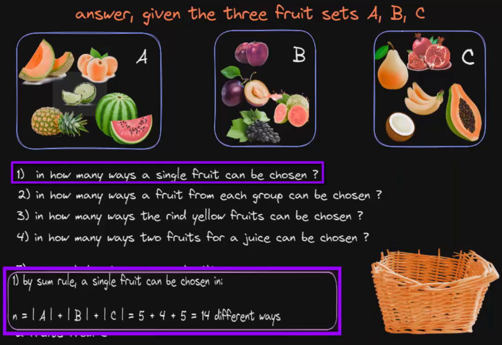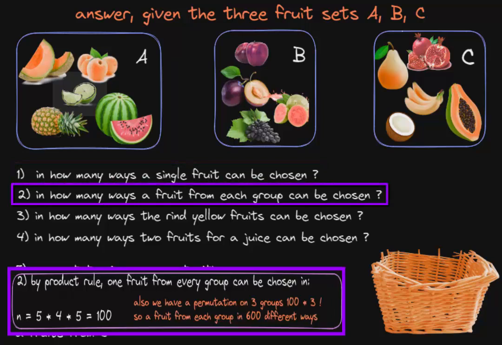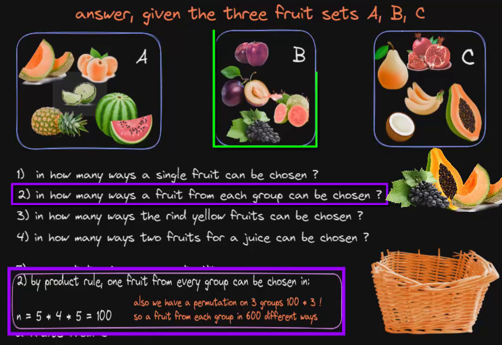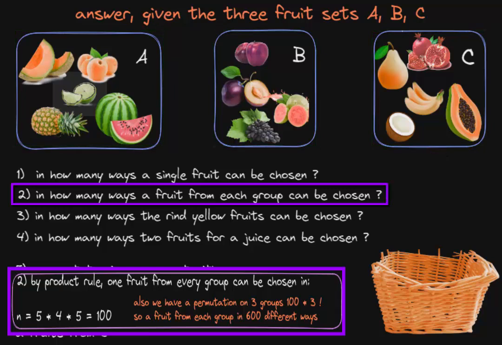By the sum rule, there are 14 different fruits to choose from. If we want 1 fruit for each group, by the product rule we have 100 different combinations from A, B, and C. And also the final order can be first A, second B, and third C, or maybe first B, second C, and third A. So there is a permutation involved. 3 factorial times 100 gives us 600 different options to give the combinations.